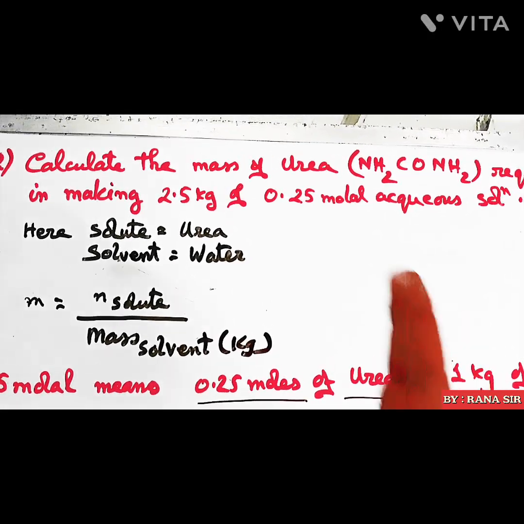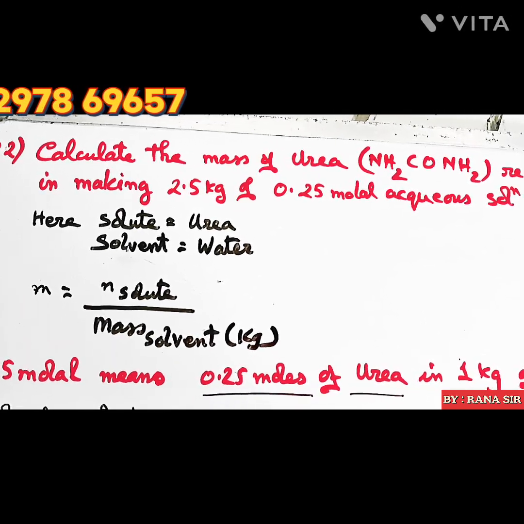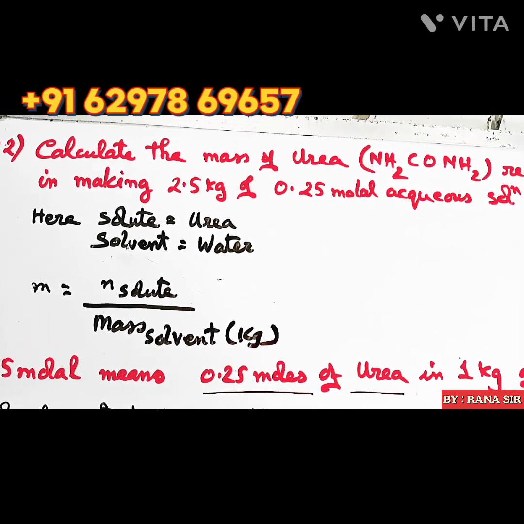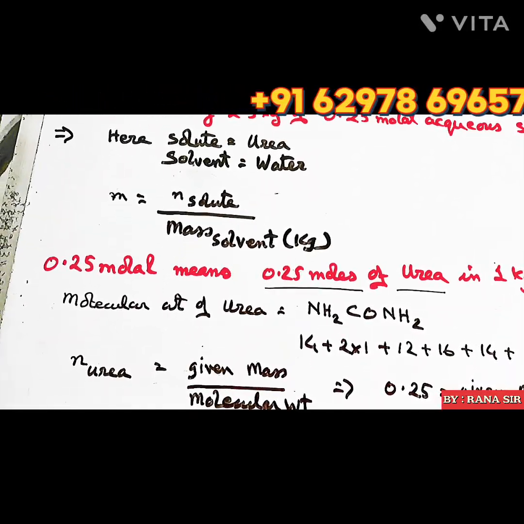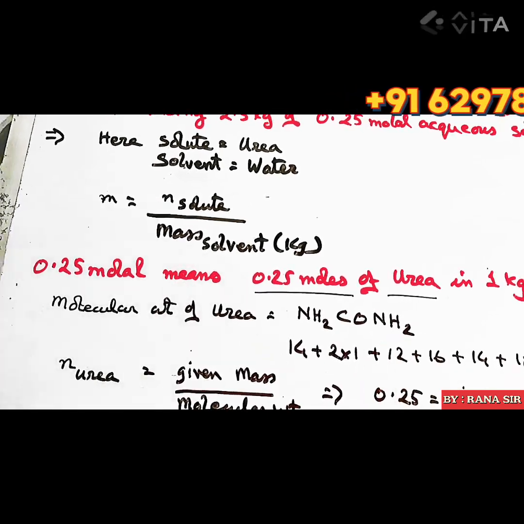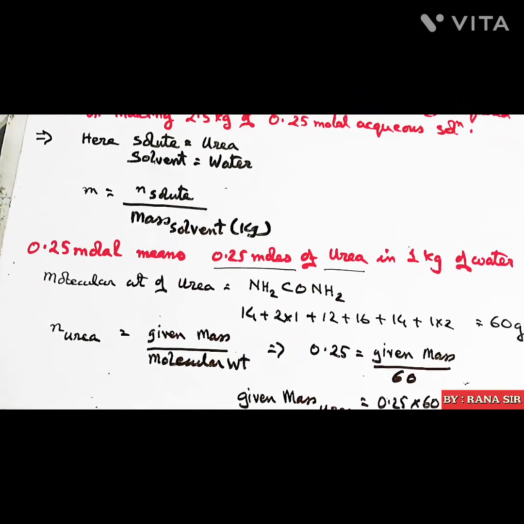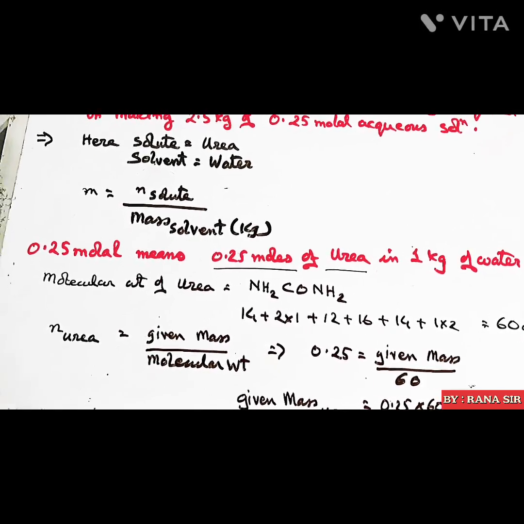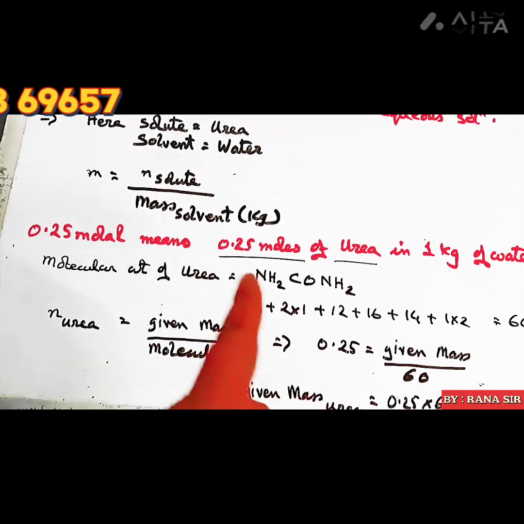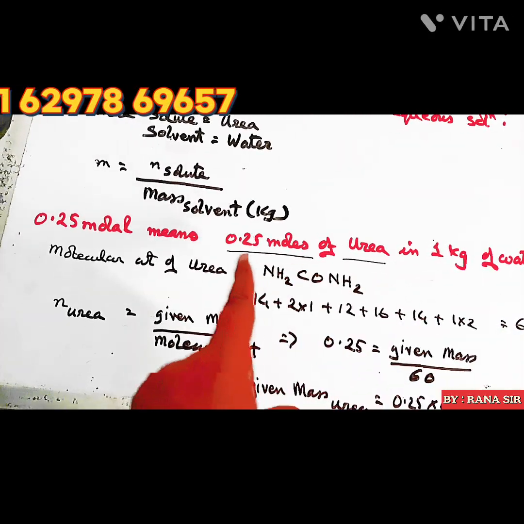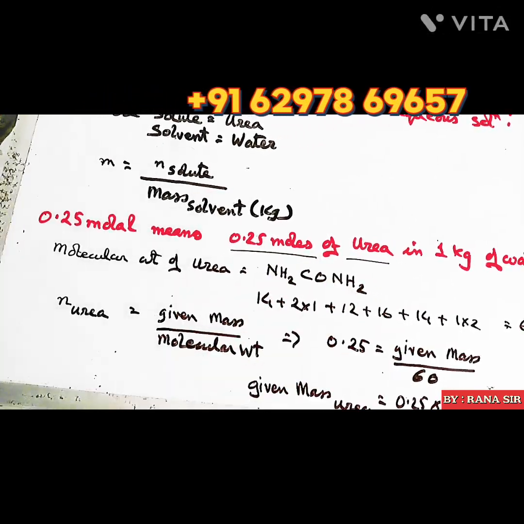Now next is molality, small m, equal to number of moles of solute by mass of solvent in kg. So what is this? 0.25. So 0.25 molal means 0.25 moles of urea present in 1 kg of water. Okay. So let us find out the molecular weight of urea. So now if I write this sentence, we have found out that 0.25 moles of urea. So this number of moles of urea is 0.25.